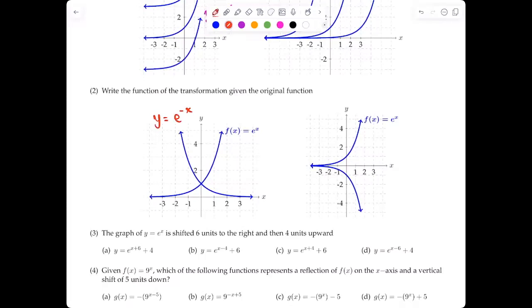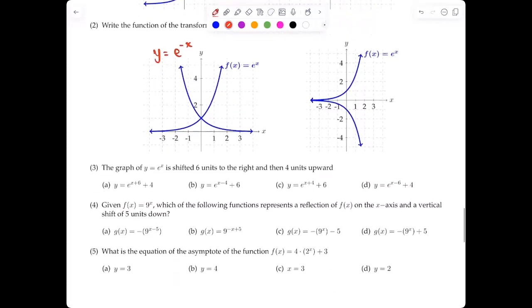Now, this graph is the reflection with respect to the x-axis. So the y value gets changed. Positive y becomes negative y, and negative y becomes positive y. So the y value got changed, therefore y equal to negative e to the x.